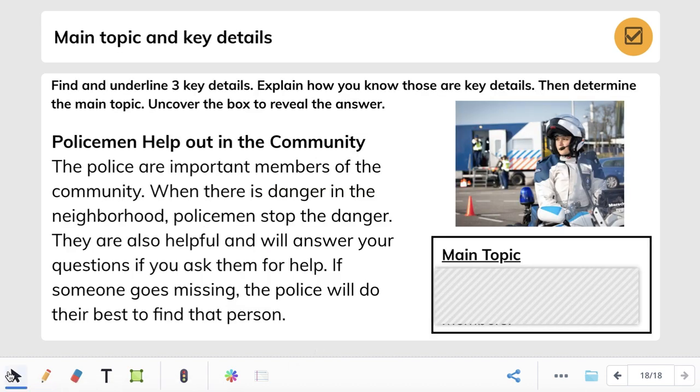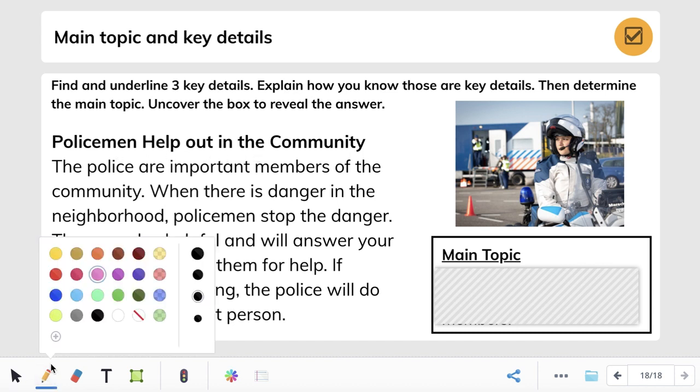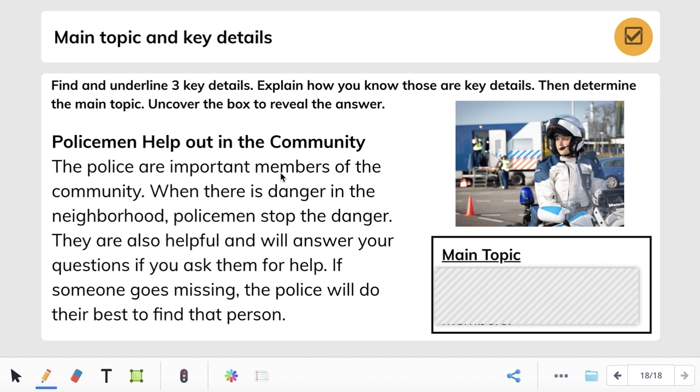Let's look at one more thing, guys. So we are going to choral read this story, and we're going to figure out what the main topic is. Ready, my turn. Policemen help out in the community. Your turn. Policemen help out in the community. My turn. The police are important members of the community. Your turn. The police are important members of the community. My turn. When there is danger in the neighborhood, policemen stop the danger. Your turn. When there is danger in the neighborhood, policemen stop the danger.